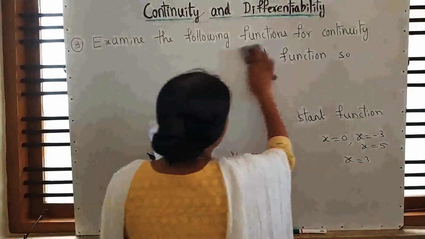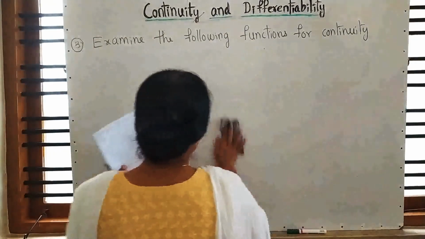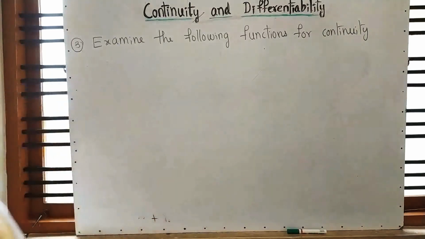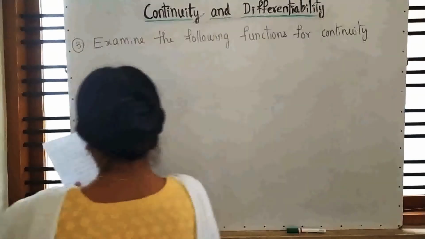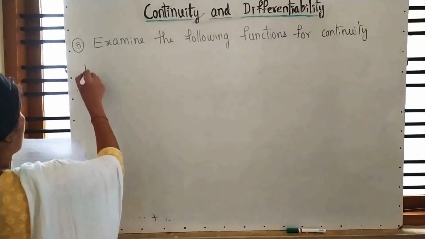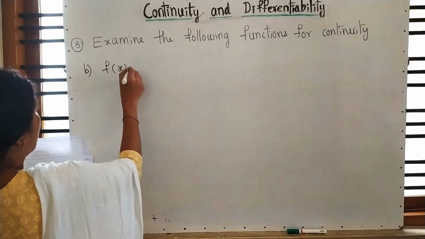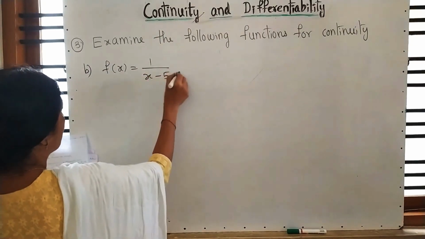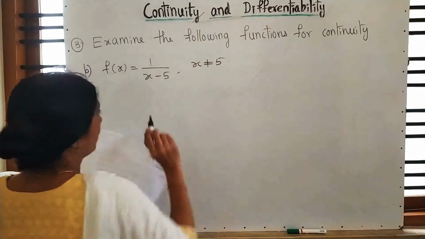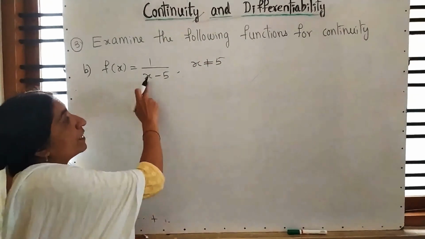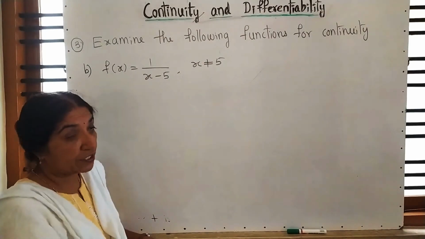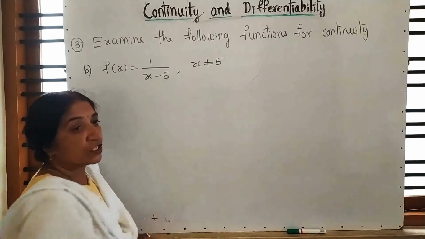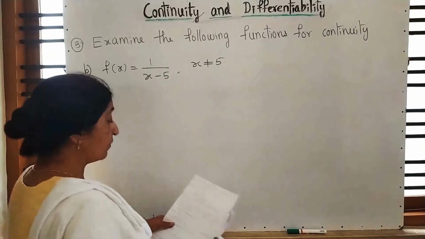In this third main question, I will solve all the questions. Understood? Please watch it carefully and make notes of this. B, f of x is equal to 1 upon x minus 5, x is not equal to 5. One condition is given. Why? If you write x is equal to 5, you will get 1 by 0. What is 1 by 0? 1 by 0 is infinity. That means the function is not defined. Understood? That's why whatever condition is given, that condition is very important. It plays a very important role.